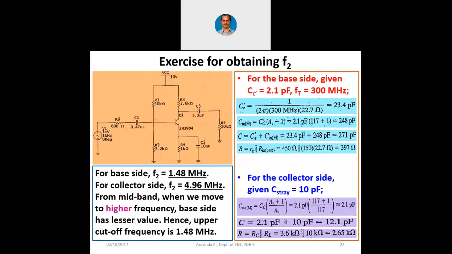In this particular exercise, we had already seen all the calculations performed at the right side. In the last class, I was discussing the left side box here. For the base side, F2 is obtained as 1.48 megahertz, and for the collector side, F2 is obtained as 4.96 megahertz. From mid-band, when we move to the higher frequency, the base side has the lesser value, hence the upper cutoff frequency is considered as 1.48 megahertz. So this exercise indicates that the base side itself is going to decide the upper cutoff frequency.